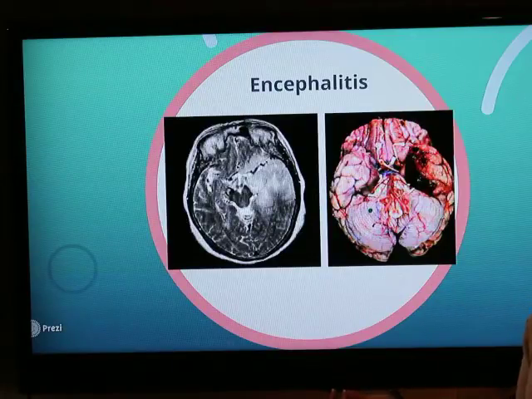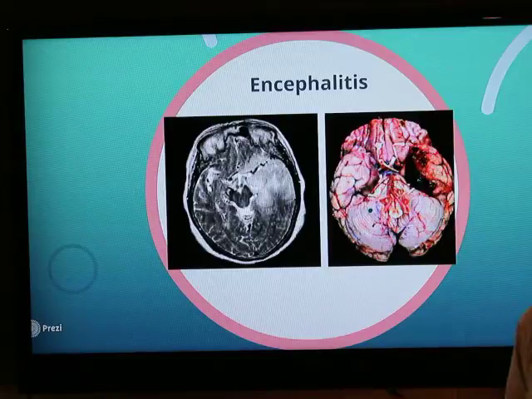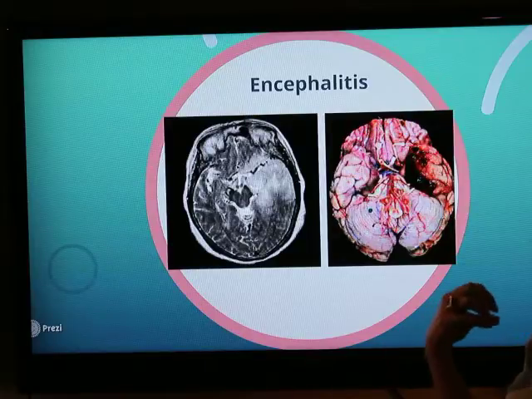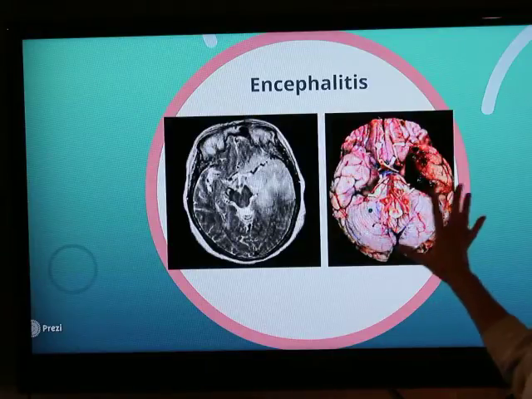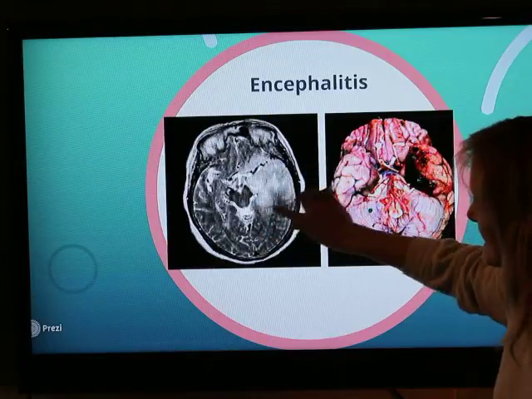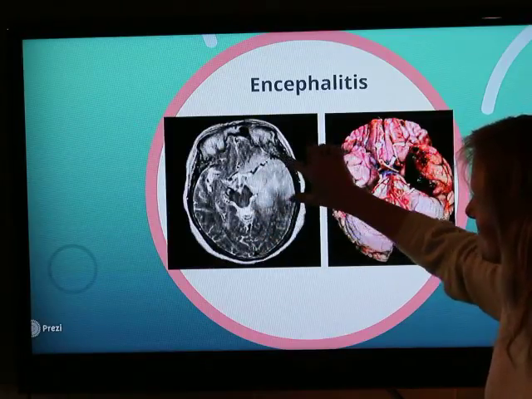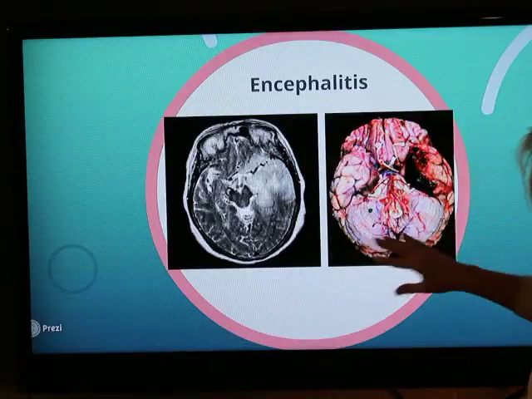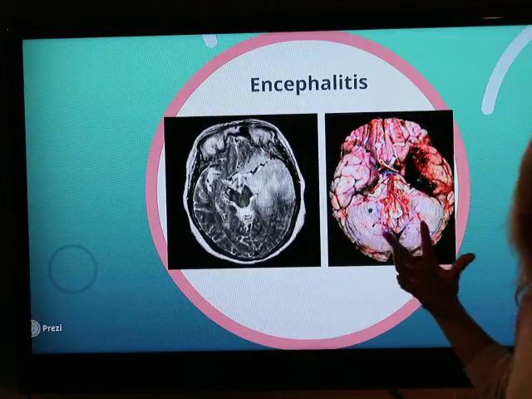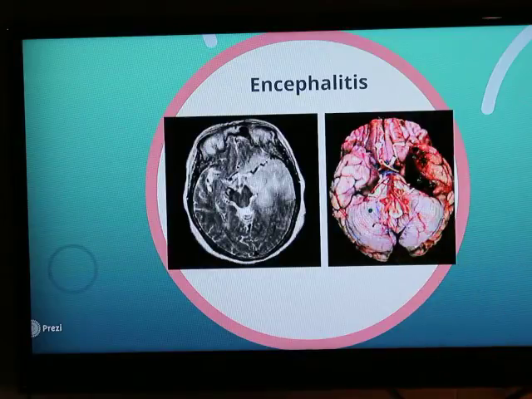Mad cow disease, if you've heard of mad cow disease, it's really more of a British thing. They call it mad cow disease, but that's a type of encephalitis. So there are different causes for it, but the outcome is the same, and it's basically just a diffuse infection throughout the entire brain. And you can see here, this is the diffuse infection part, and then post-mortem it creates this ugly infection in the brain. So that's what encephalitis is.